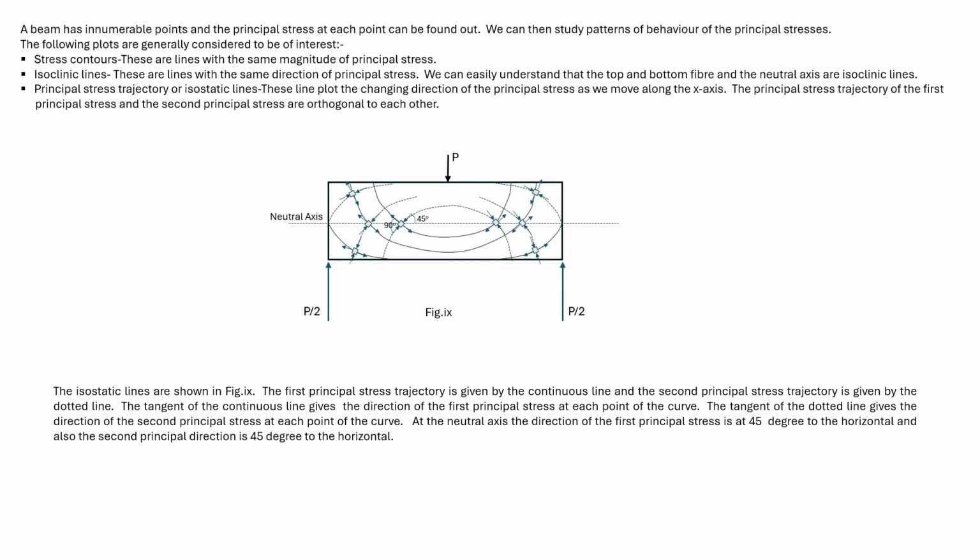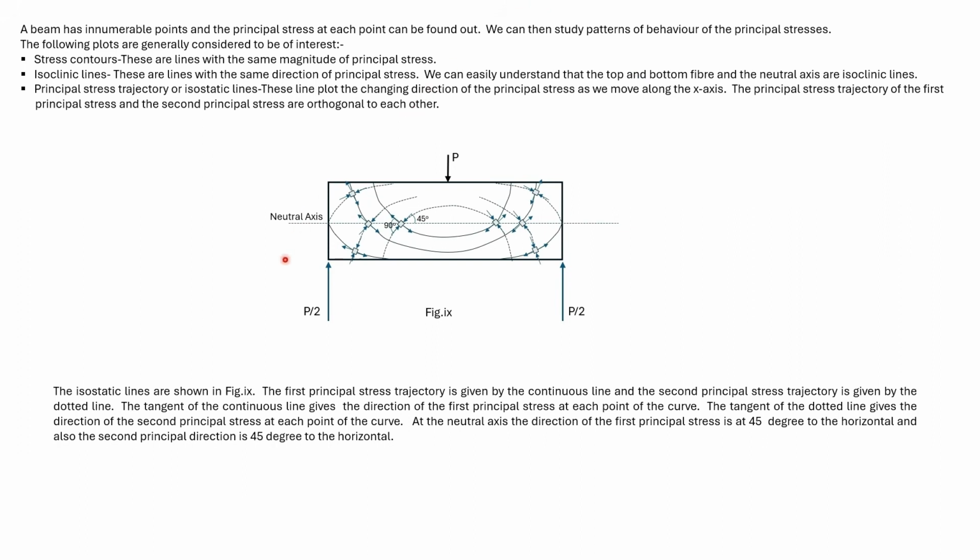We can form lines having the same magnitude of principal stress. We consider the magnitude, not whether the principal stress is positive or negative. Such lines are called stress contours. We can also join points with equal direction to form lines. These are isoclinic lines. So, the line at the top, the neutral axis, and the line at the bottom are isoclinic lines.